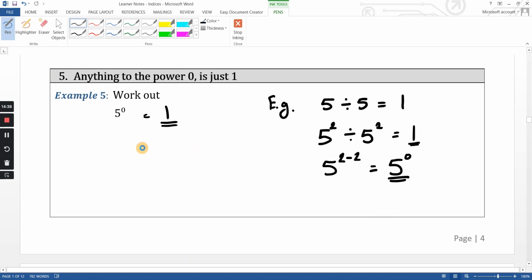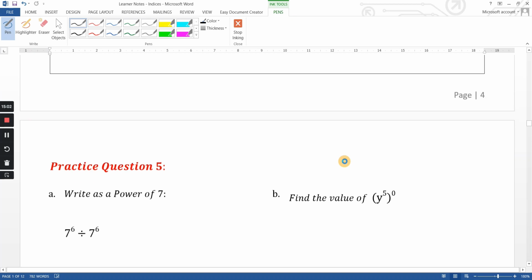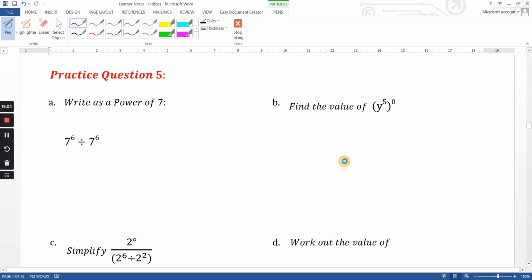So yeah, it's one of those questions they'd love to throw in the exam, something to the power 0 is, and loads of people end up getting it wrong and they forget this rule. So hopefully with a bit of practice and just remembering this rule, you can get this every single time. So let's try some of these.